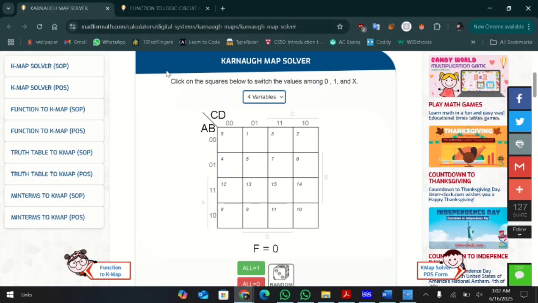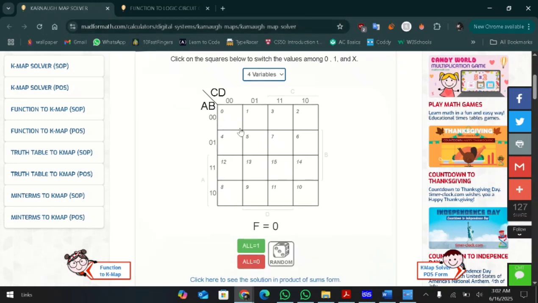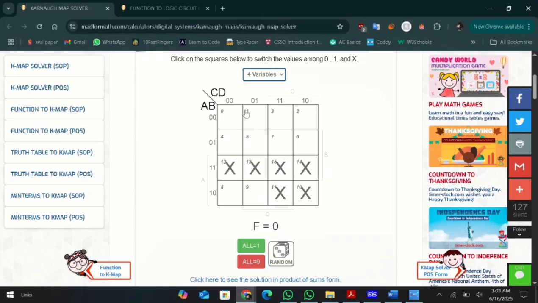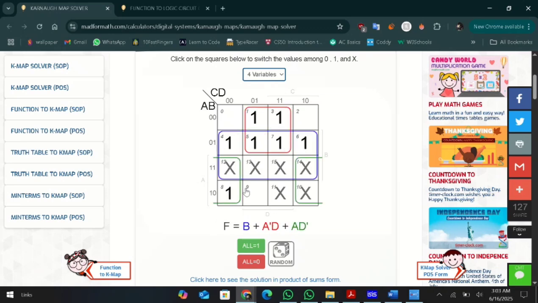We would be using one site that I have found, and it's a very useful site, and it's called Mathforma. You just have to write your K-map here, and it will automatically give you the Boolean expression. First, we will enter the don't care conditions, that would be 10, 11, 12, 13, 14, 15. Okay, now that the don't cares are out of the way, let's see what our minterms are. For A, it is 1, 3, 4, 5, 6, 7, 8, 9. So we won't be using 0 and 2.